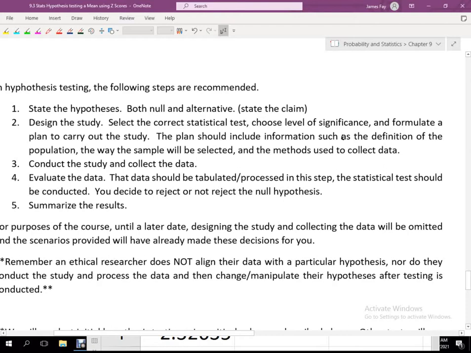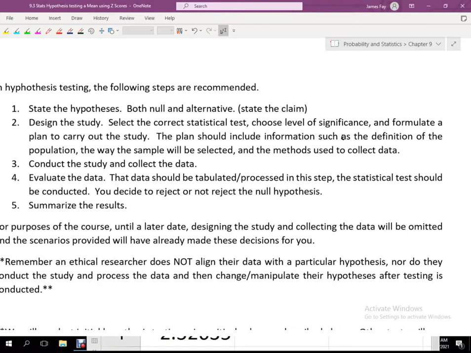It says the plan should include information such as the definition of the population, the way the sample will be selected, and the methods used to collect data. Okay, so that step 2, you are in this class right now, you are not going to do that. But every single story problem that comes to us has that already done. Does that make sense? If we were the research group and we wanted to start from scratch, we would do that first. And that's what most of the class so far has been talking about.